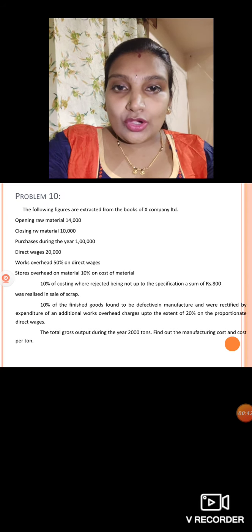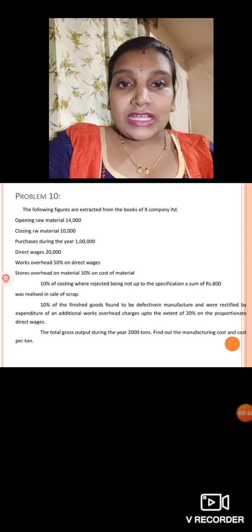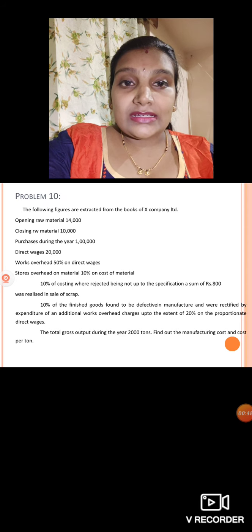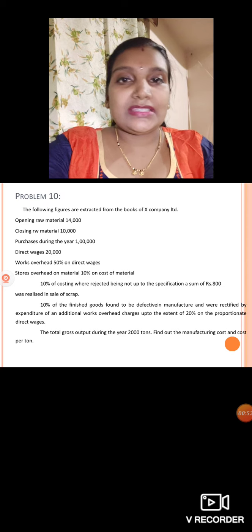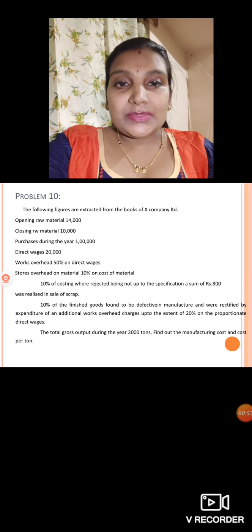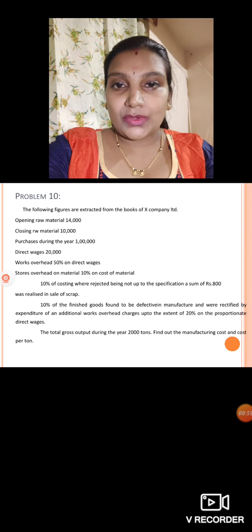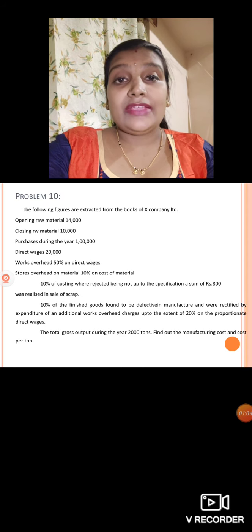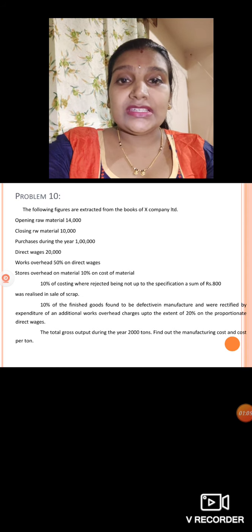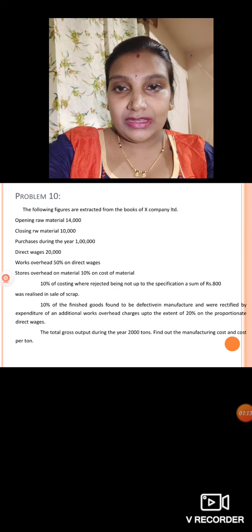Then 10% of the casting were rejected for not being up to the specification, and a sum of rupees 800 was realized on sale of scrap. 10% was rejected and sold as scrap for rupees 800. Then 10% of finished goods found to be defective. Even after the sale of scrap, we still have 10% defective in the finished product that we have in our hand.